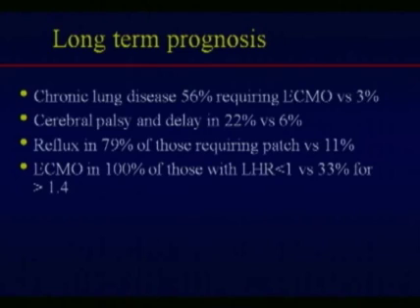And finally, looking at the need for ECMO, in another study, 100% of those with a lung to head circumference ratio of less than 1 versus 33% for those greater than 1.4. That's a different study than the one I just referred to. But again, coming up with the same conclusions, the prognosis is much worse for those with large diaphragmatic hernias, which are associated with small lung to head circumference ratios, and the prognosis is much, much better for those with smaller defects associated with larger lung to head circumference ratios.